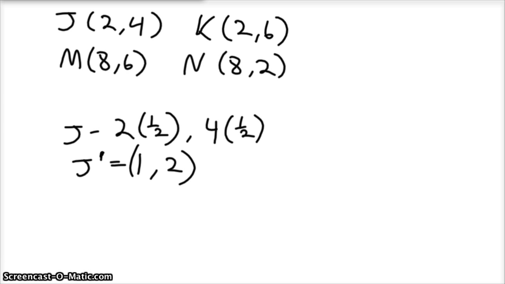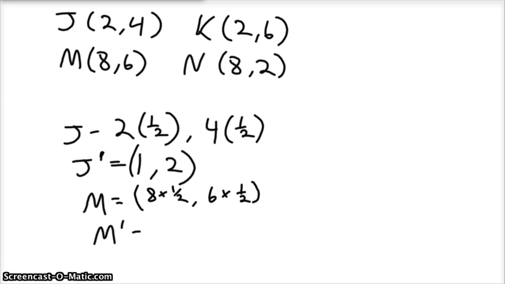Then you would do that to all of them. So I'll just do one more for an example. Let's do M. M equals 8 times 1/2 and 6 times 1/2. So we have M apostrophe equals 4 as our x-coordinate and 3 as our y-coordinate. So all you're doing is multiplying your scale factor times your coordinates. All right, so you can figure out the rest. All right, moving on. Next page.